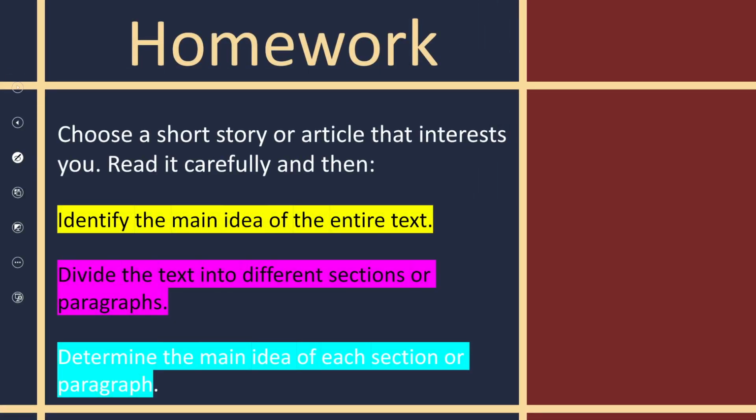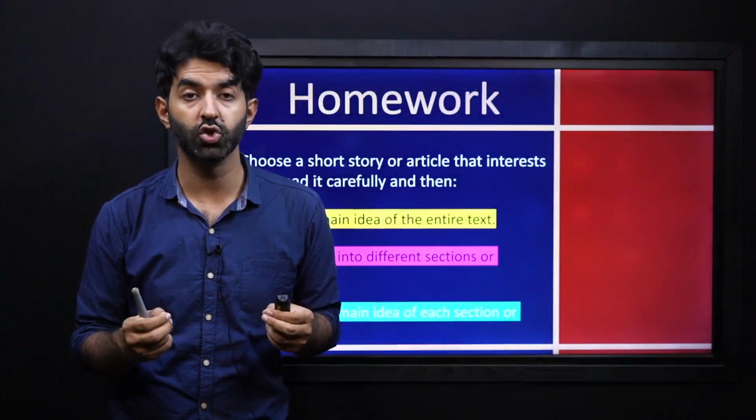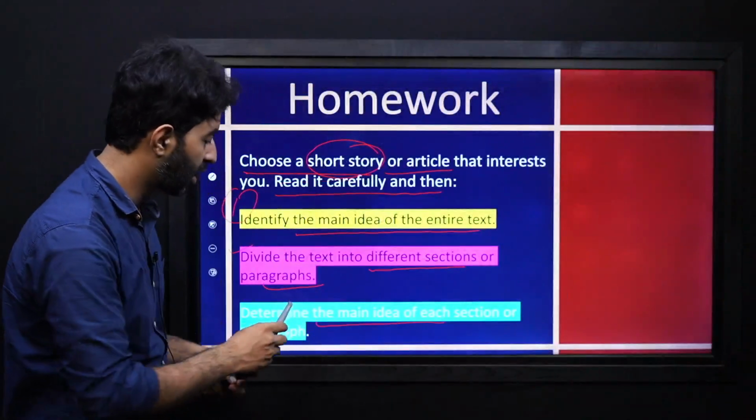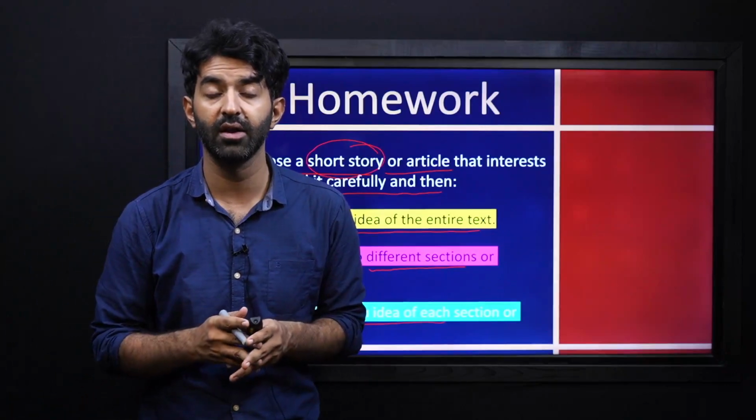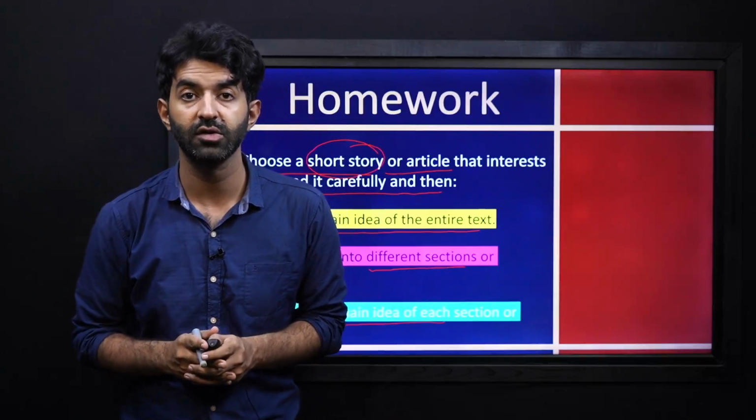Next, for homework, you have to choose. The text will be of your choice. Choose a short story, or you can choose any article or any lesson that interests you. Read it carefully, and then, number 1, you have to identify the main idea of the entire text, divide the text into different sections or paragraphs, and then determine the main idea of each section or each paragraph. If it is already divided into paragraphs, you can find the main idea of each paragraph by yourself.